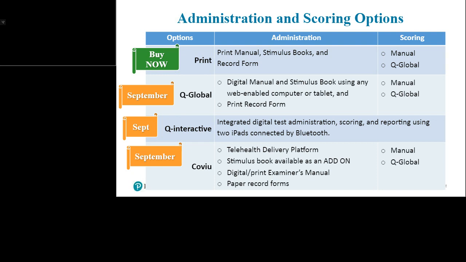And the digital options that are coming later this year are, again, the usual Q-global. Remember, you need your digital manual and the stimulus book, and you can use that on any web-enabled device, computer, tablet, MacBook Air, laptop, whatever works for you, but you do need the hard paper record forms. And again, scoring is manual via Q-global. The iPad administration or Q-interactive will be new and exciting for us, like with the CELF 5. It's the integrated digital test administration. All scoring and reporting is included. And then, of course, those of you who use the CELF 5 via CoView, the CELF P3 will also become available. Remembering, though, that you'll either need access to your digital or print examiner's manual and the hard paper record forms.